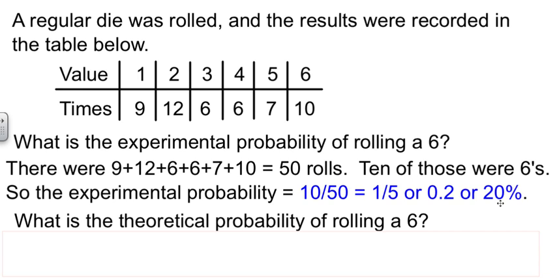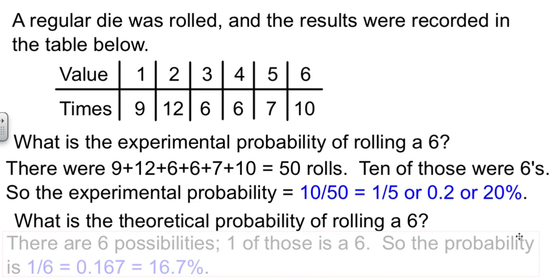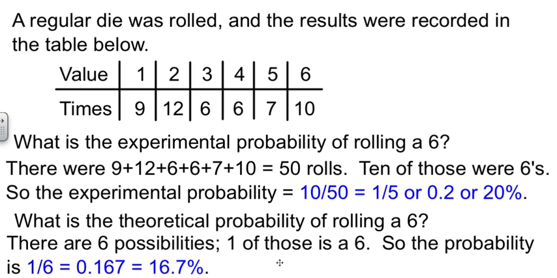Now compare that to the theoretical probability. Theoretical probability of getting a 6. How many possibilities are on a die? There are 6 of them. Out of those 6 possibilities, one of them is a 6, so the probability is 1/6, or if you make it a decimal, it's 0.167, or 16.7%.